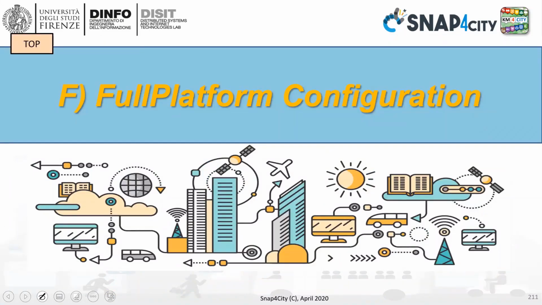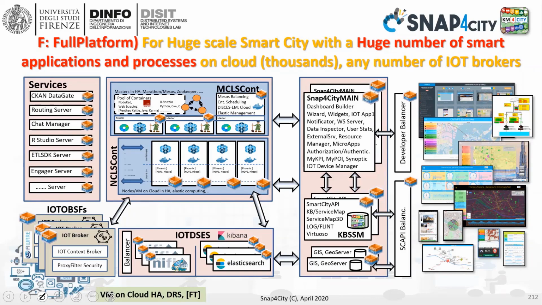So at the end, we can also have the full platform in which you may need a full cluster for everything: a cluster on the front end, a cluster in the back end for the data, a cluster in the back office for managing IoT apps and containers in general, to have a full set of services and a larger set of brokers. This is what we have.